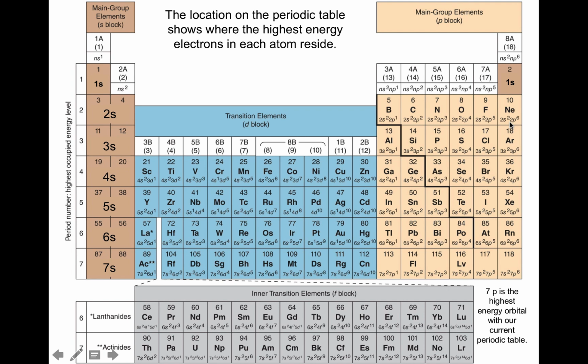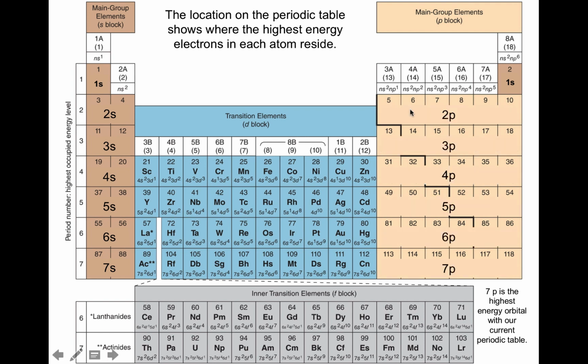On the other side of the main group elements, we have what's called the p block. If you remember, there are 6 possible electrons that can go into any p sublevel, and if you count the number of atoms in this p block, there are 1, 2, 3, 4, 5, 6. So it is 6 wide to represent the 6 electrons that can go in there. The energy level of the p block also corresponds to the period number. So the 2p sublevel is in row 2 in this p block over here. It goes in order from 2, 3, 4, 5, 6, 7. There is no such thing as a 1p orbital.